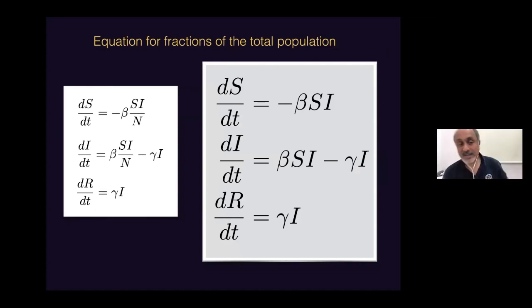I'm going to make one minor change to this equation, just a terminology change. Instead of capital S, capital I, capital R being the total number of susceptible, infected and recovered, I'm going to divide each of those by N and just relabel that as S again.